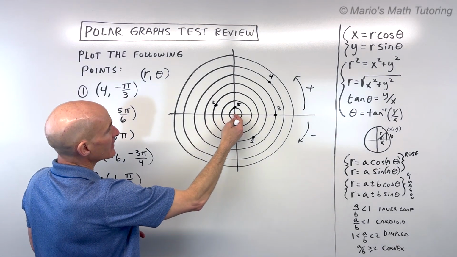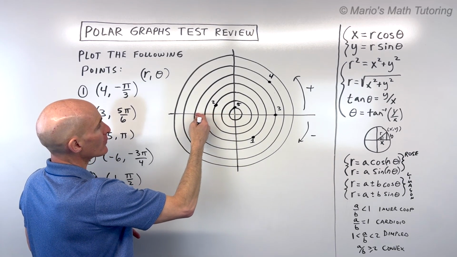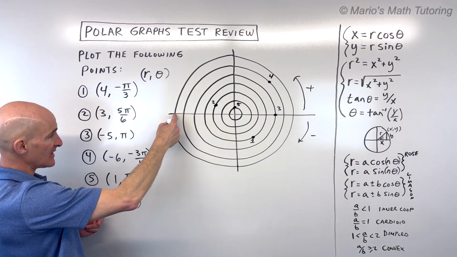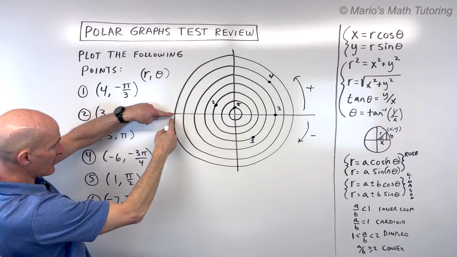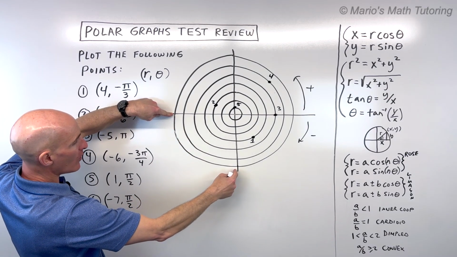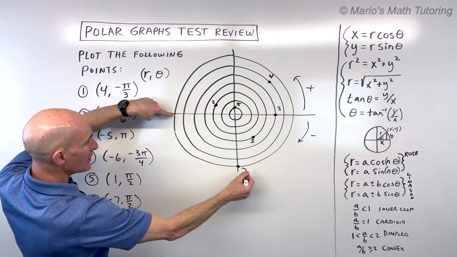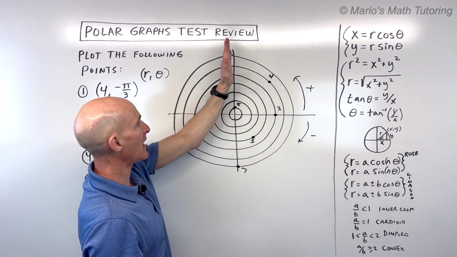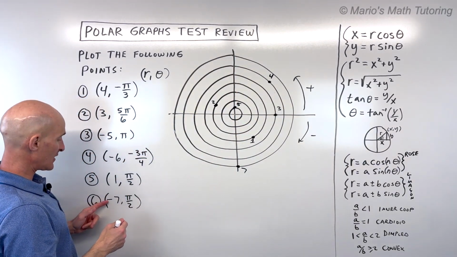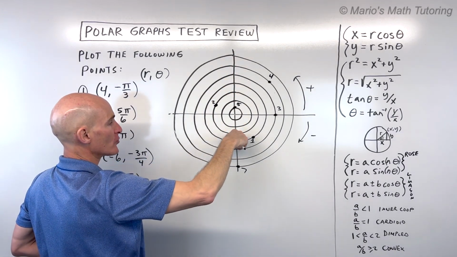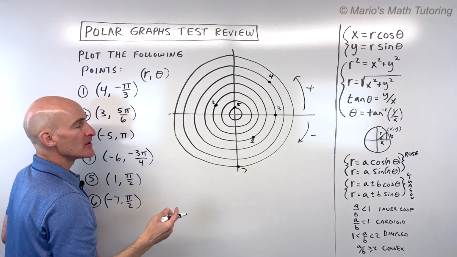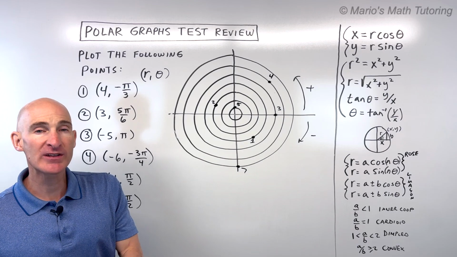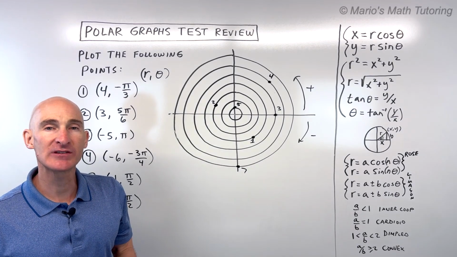So negative 7, I like to go to the left. 1, 2, 3, 4, 5, 6, 7, because it's negative. And then it's positive pi over 2, so I'm going to go counterclockwise. That's going to put us right here. Now, I could do the angle first. I could rotate pi over 2. This is the pi over 2 line. And because it's a negative 7, instead of going up, I'm going to go through the pole the other direction here. So a couple different ways to look at it. Let me erase the whiteboard. Let's get into the next group of problems.